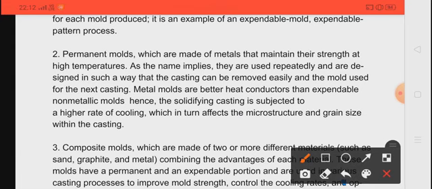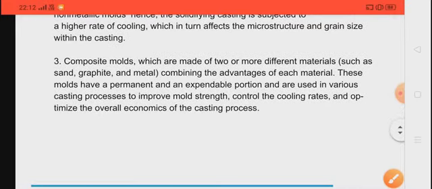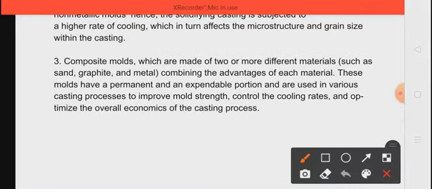The third type of mold is composite mold. Let's see composite mold. As the name suggests, it is a composite mold, made of two or more different materials such as sand, graphite and metal, combining the advantage of each material. To take the advantage of both metal and non-metal, we are taking the composite mold, which is made from both metal and non-metal, combining the advantage of each material.